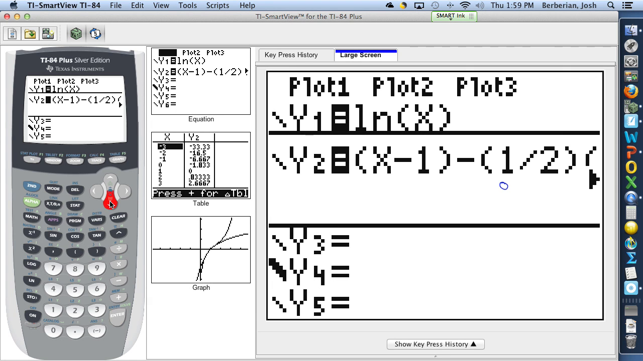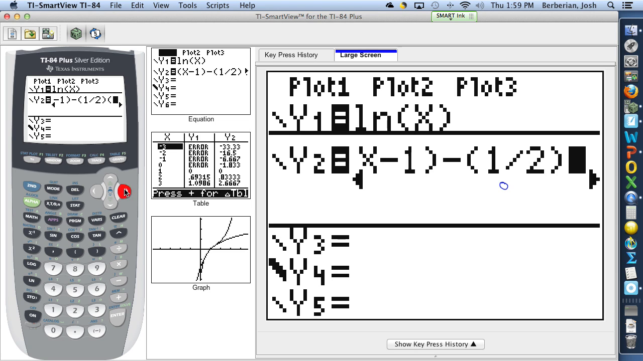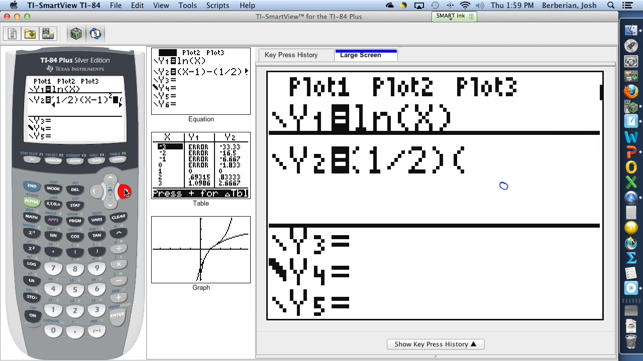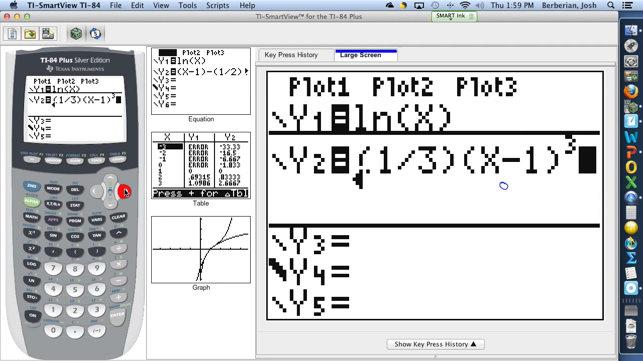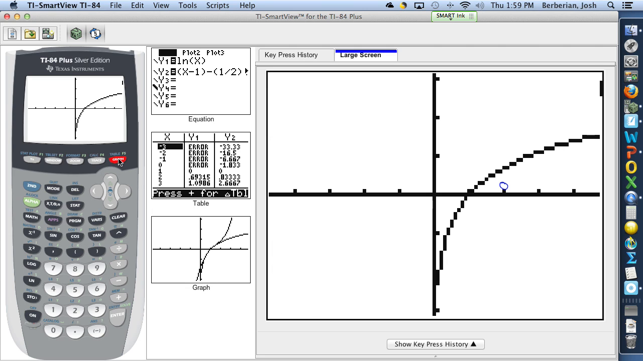I have ln of x, and I have this function x minus 1 minus 1/2 x minus 1 squared plus 1/3 x minus 1 cubed. If we take a look at the graph, there's the ln of x function, and then there's the polynomial approximation. Just looking at the graph, do you want to take a guess about the convergence of that polynomial approximation? 0 to 1. So it's centered at 1, so maybe 0 to 2, maybe.